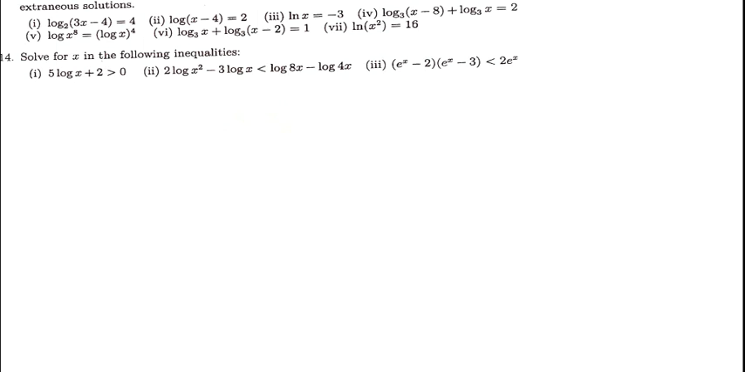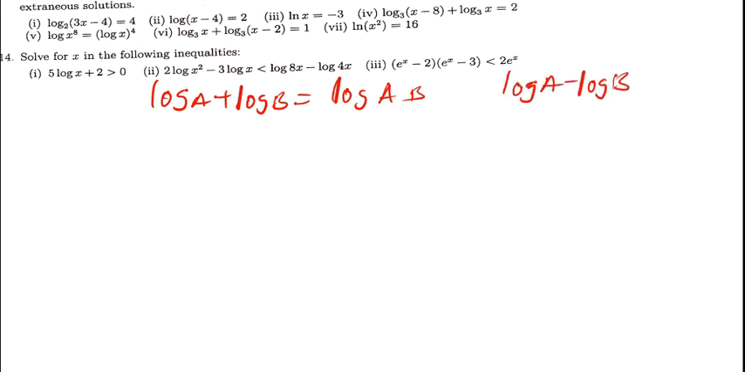We go to this one. If the bases are the same, what do we do? Last time I gave you this: log a plus log b, if the bases are the same, you just multiply, so it's going to be log of a times b. If there is minus, what we normally do is divide by the one having the negative. For example, log a minus log b is log of a divided by b, if the bases are the same.